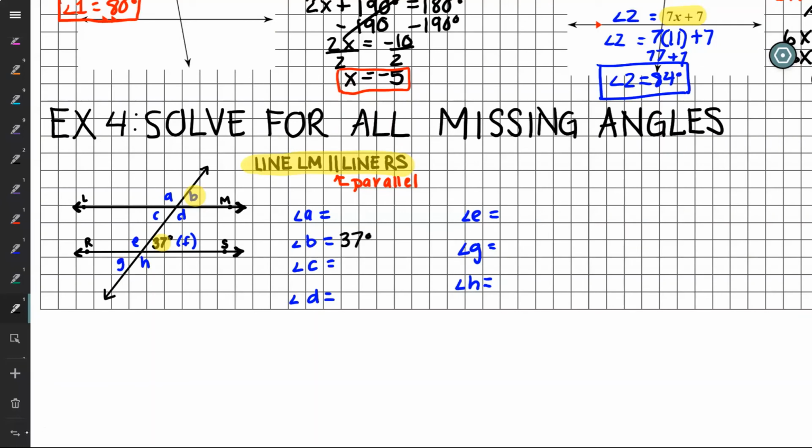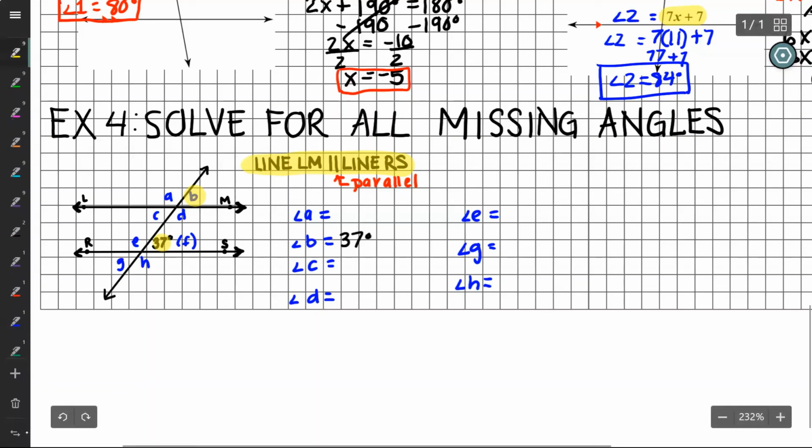Let's see. Angle F and angle G are vertical angles. Vertical angles are also congruent. So angle G also equals 37 degrees. And then angle C and angle B are vertical. So angle C is also 37 degrees. Alright, we have half of our angles figured out.